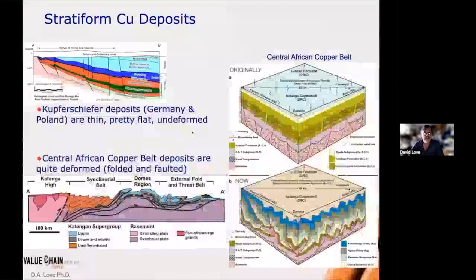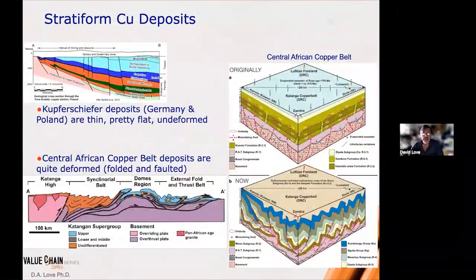In terms of the geology of stratiform copper deposits, the ones in Europe, the Kupferschiefer, are pretty simple. They're not folded very much, they're thin, they're pretty flat, and they're undeformed. The ones in Africa, however, are quite deformed in what's called the Lufilian fold belt. And there's domes and basins and thrust faults, and what originally looked like this on the upper right when the deposits formed has been subsequently deformed with folding and faulting into some really complicated geological shapes.